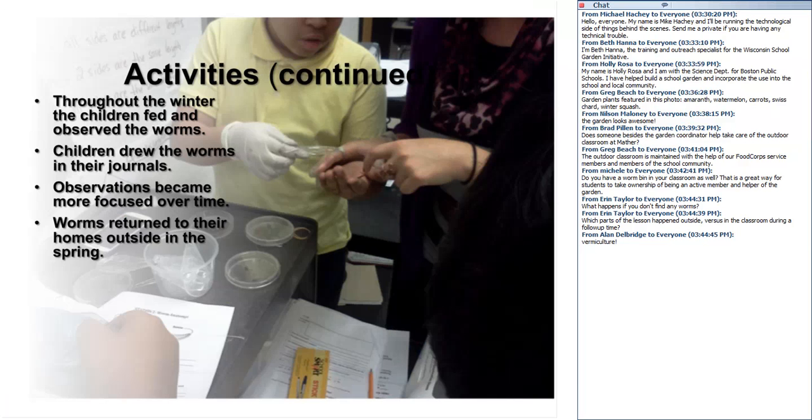So throughout the winter, the children fed and observed the worms, and they drew the worms in their journals. As I say, that was really great for them because there was no problem about being able to draw worms. And then we acted out the worms. Children would try to emulate how they felt their worms were moving, and we discovered that it's a lot easier to be a worm because you can roll yourself up, you can stretch yourself out, and the children tried to do the same thing, but that was a little difficult.